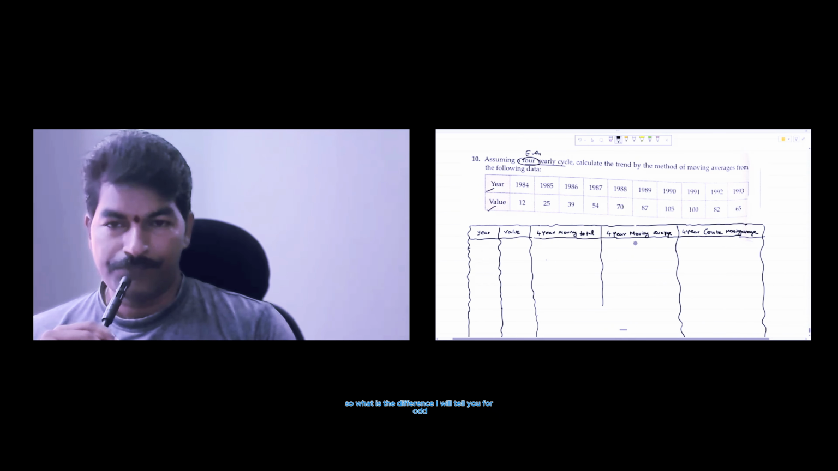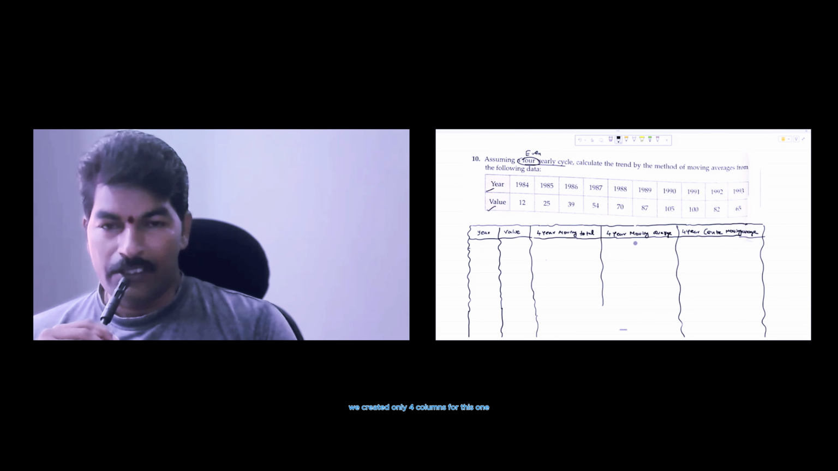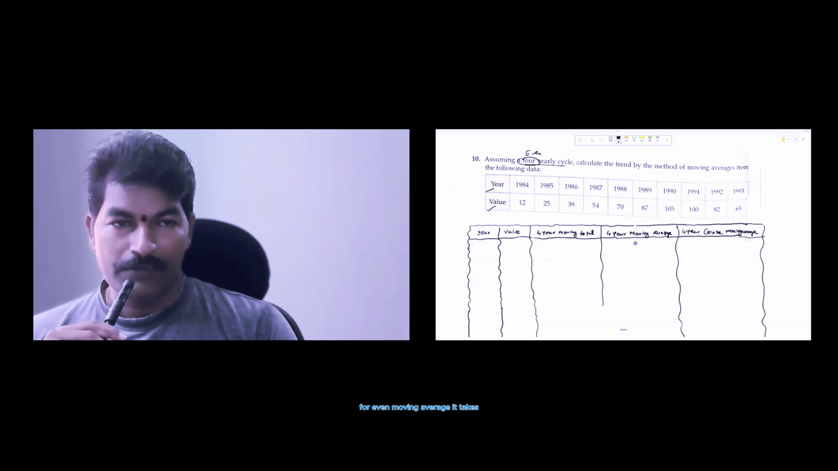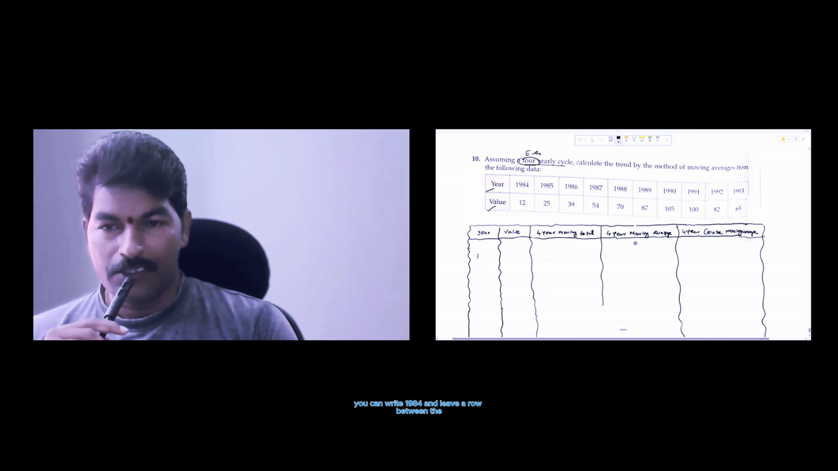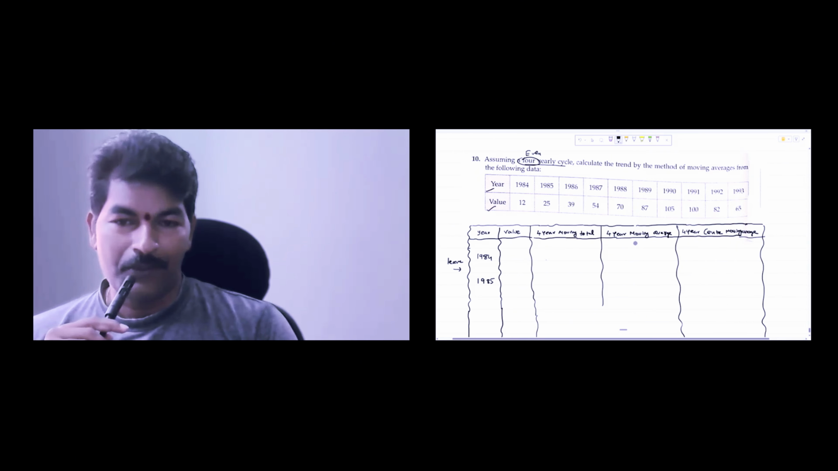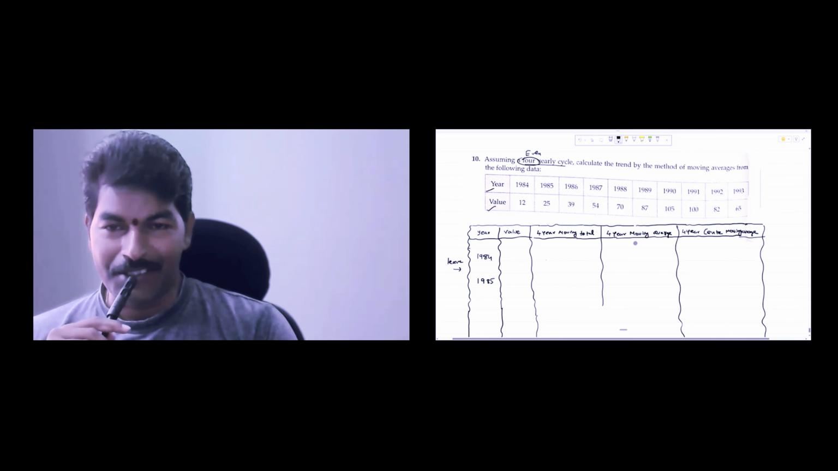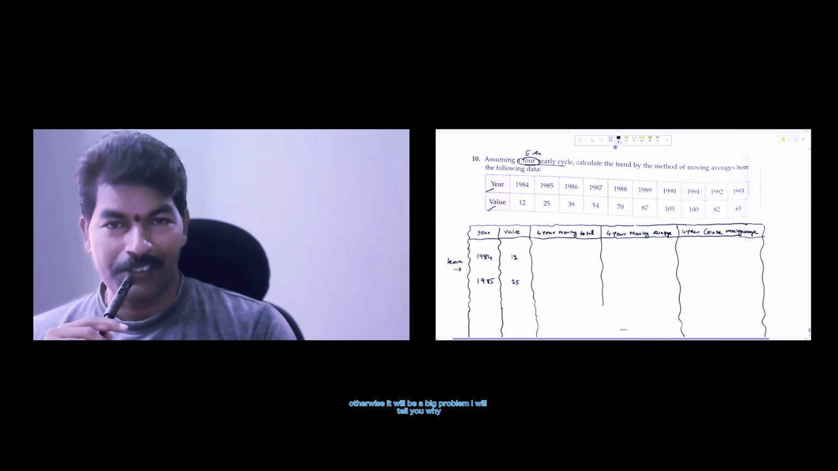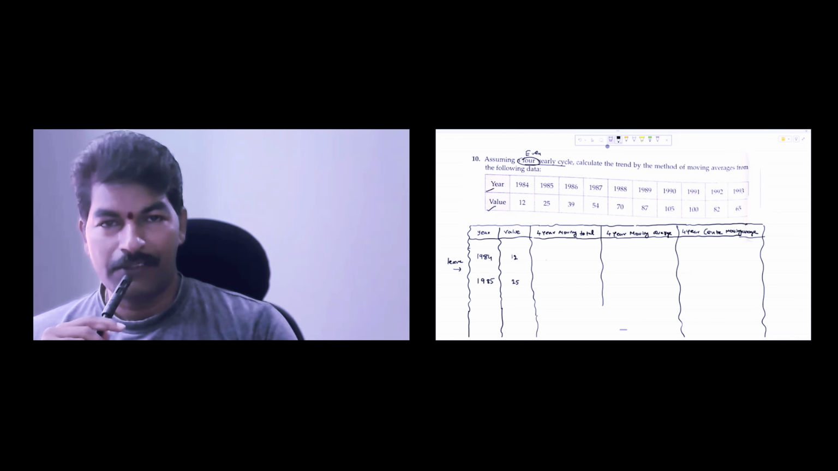I will tell you. For odd, we created only 4 columns. For even moving average, it takes 5 columns. You can see here, you can write 1984 and leave a row between each entry. This is very important. You should leave one row between each data. Otherwise, it will be a big problem. I will tell you why. So for each entry, you should leave one.